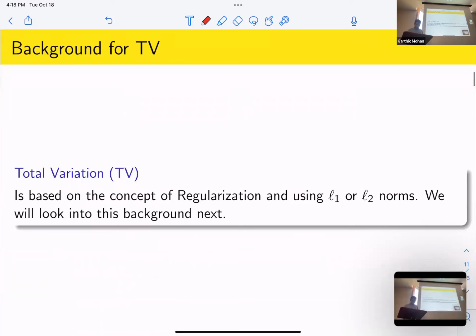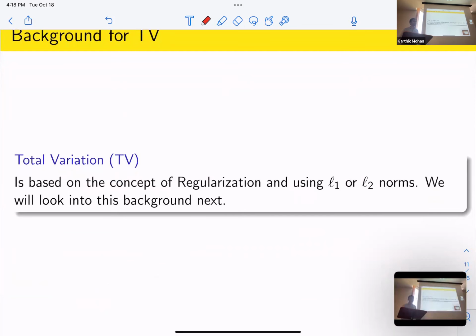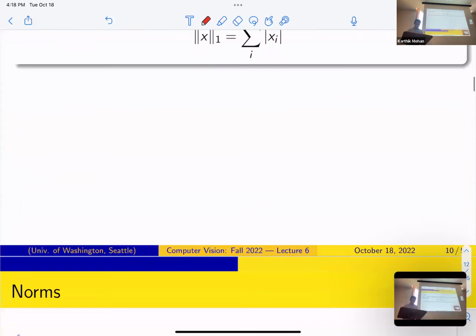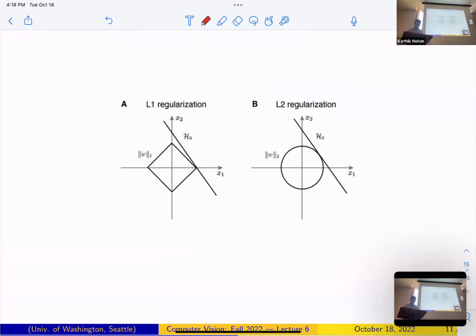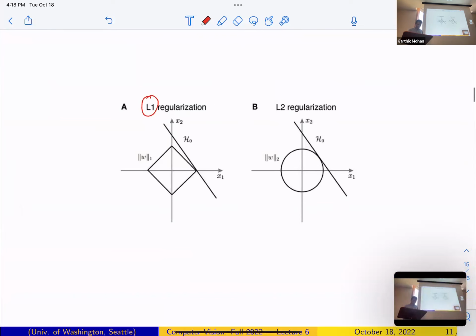So we looked at background for total variation. We covered L1, L2 norms, and what do they do? What does it look like? What's the intuition behind these norm balls? Look at this. Like, why is L1? So the key intuition here is L1 is connected to sparsity.